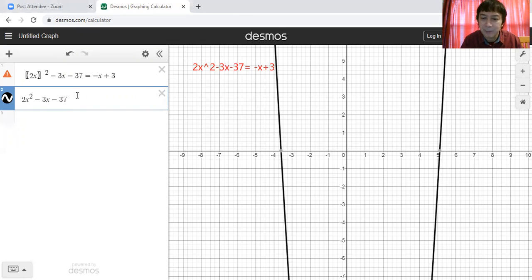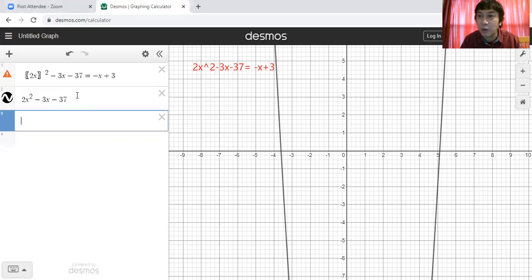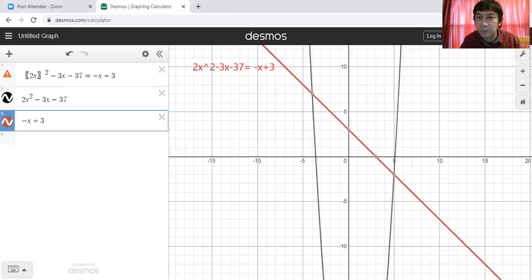You see, I did not use the y equals, but it still drew the graph there. Same to the right side. The right side is negative x plus 3. You can also do that, negative x plus 3 there. And you can just do a zoom out so that we can see the points or the answers. So here is one of the points, and here is the other. One at the second quadrant and the other at the fourth quadrant.